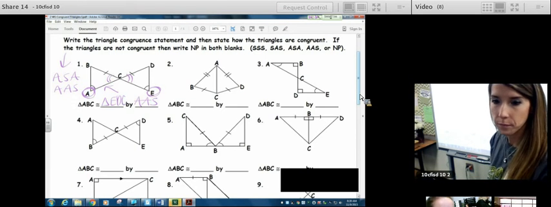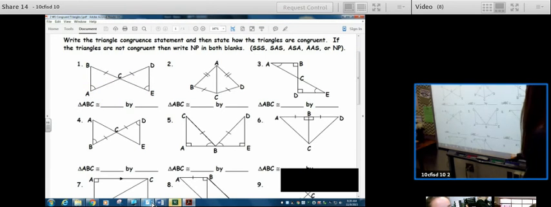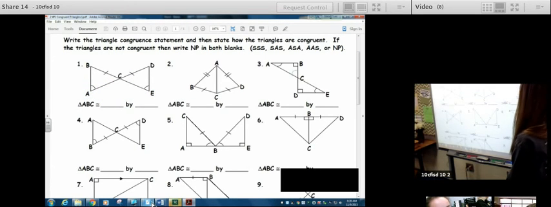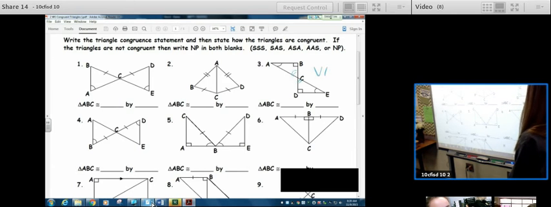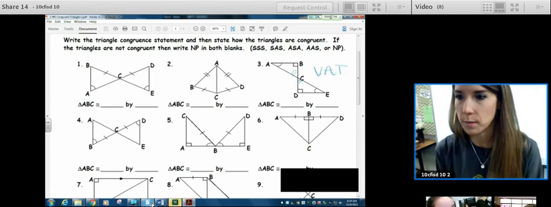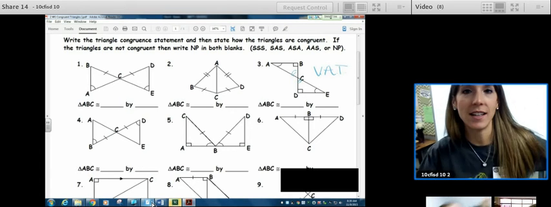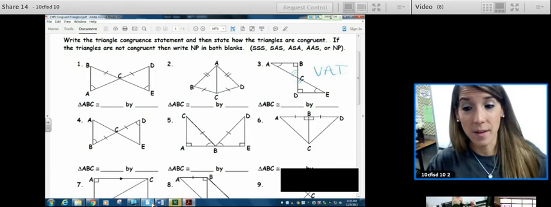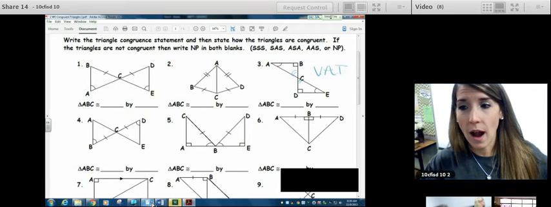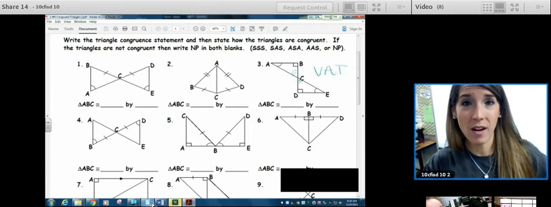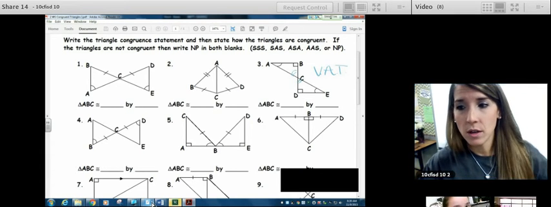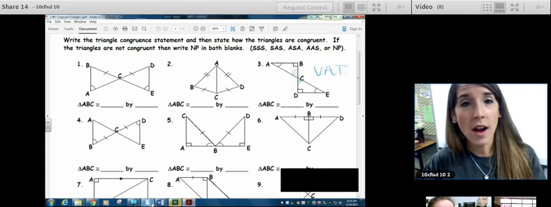Okay? Number 3, we also have the vertical angle theorem that allows us to add arcs to our picture. And so, oh my goodness, do we have any sides at all? Because if we don't have a side, we're out of business. So I don't see any tick marks anywhere on the picture at all. No tick marks. So these are not congruent.